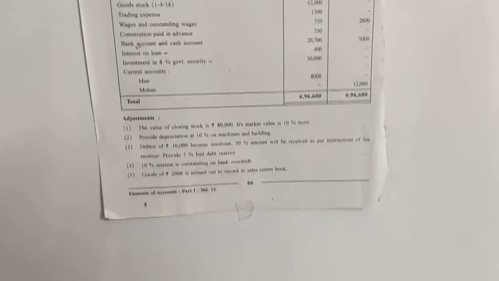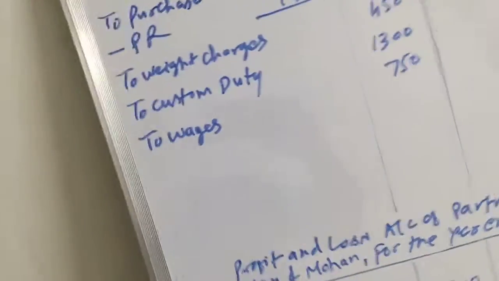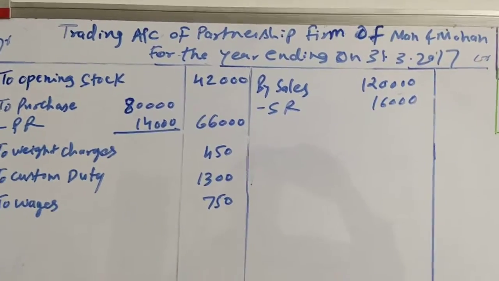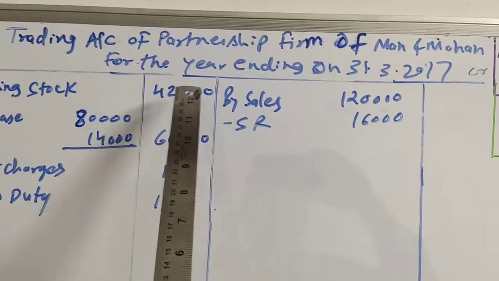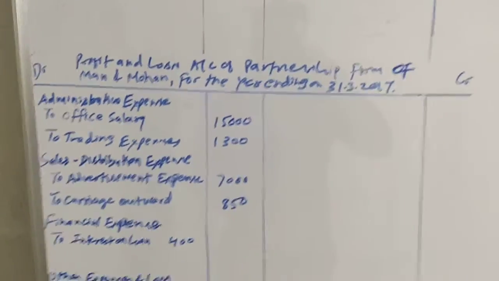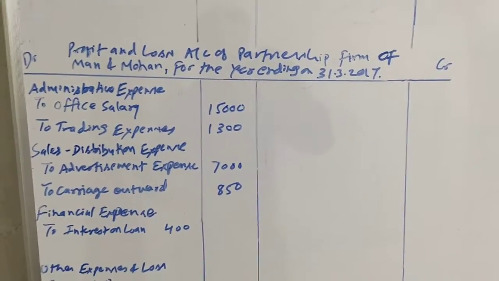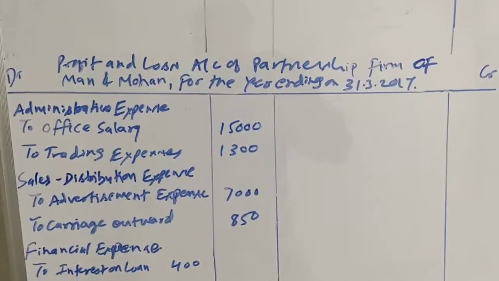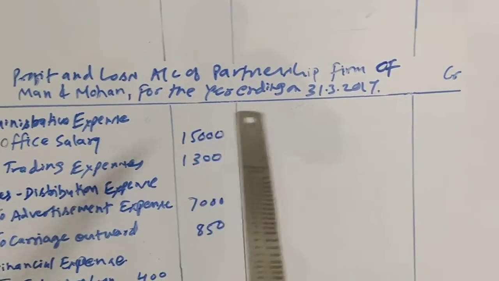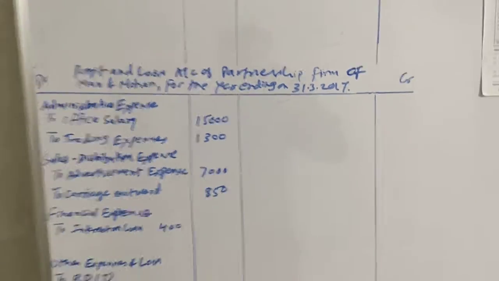So to solve the sum, we will be making different accounts. First of all, we will make the trading account. Here it is, trading account of partnership firm of Man and Mohan for the year ending on 31/3/2017. Then the profit and loss account of partnership firm of Man and Mohan for the year ending on 31/3/2017.